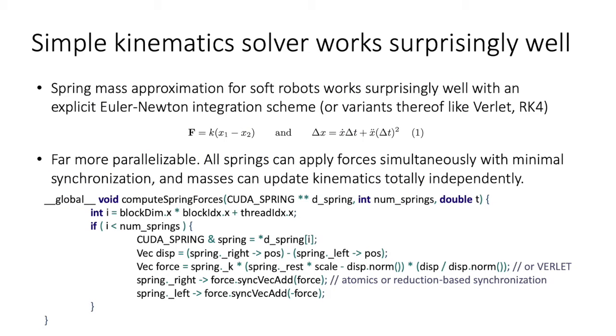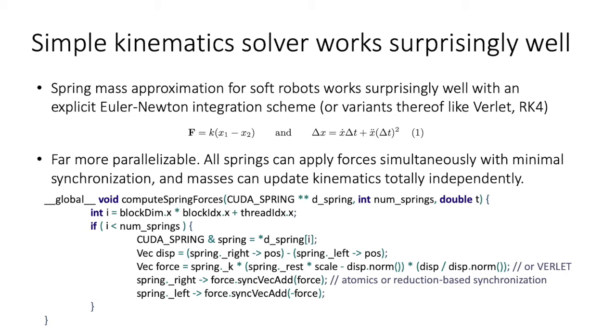The first core observation about Titan's implementation is that simple kinematic solvers work surprisingly well for soft robotic simulations. This runs counter to prevailing sentiments that rely on more sophisticated methods that are less parallelizable. But we have found that a simple Euler integration method, or more sophisticated schemes like Verlet integration or RK4, achieve high physical fidelity when time steps are kept low, but remain far faster than more serial methods.